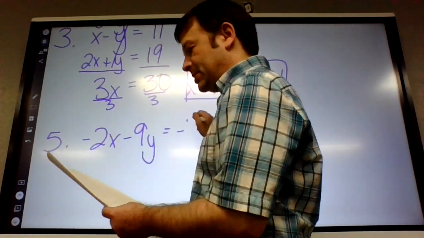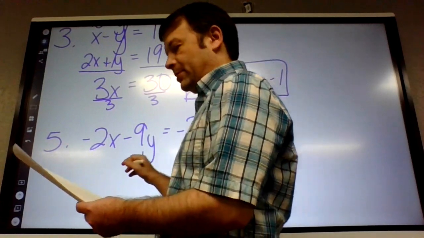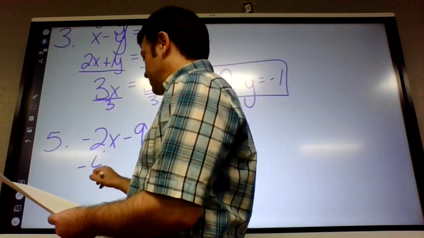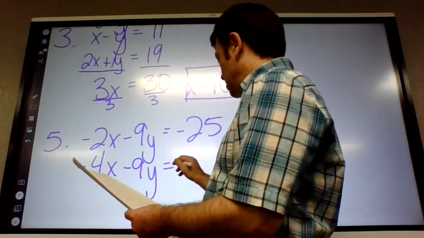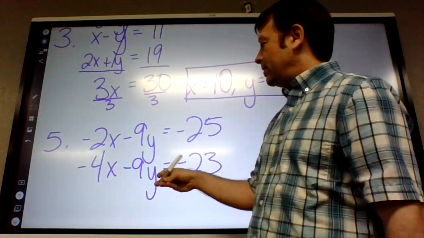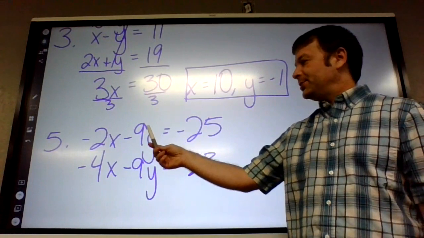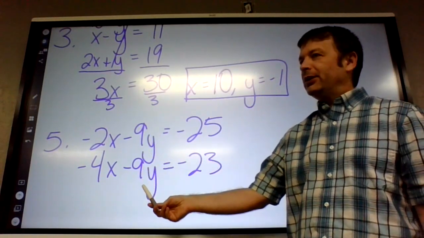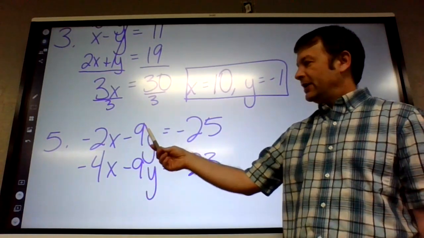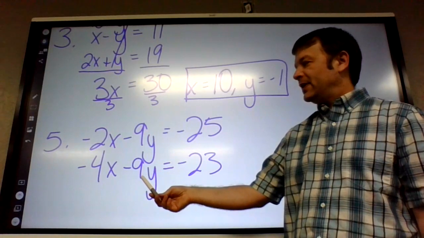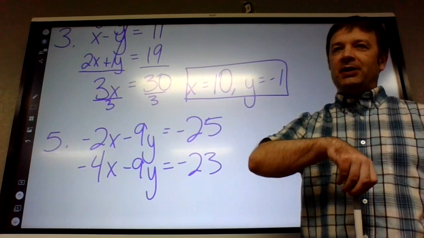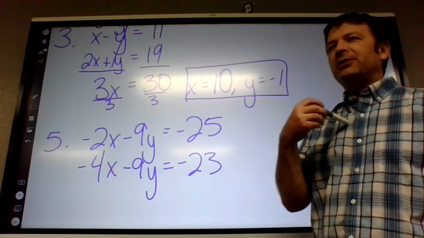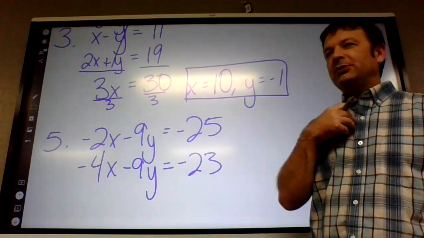Okay, and then something changes on number 5. Can anybody see what's different about number 5? It's going to have to multiply. Okay, if we added these 2 lines together, would the y's go away? No. Negative 9 plus negative 9 is negative 18. So we need one of them to be a positive 9. Do you know how we're going to do it, Olivia?